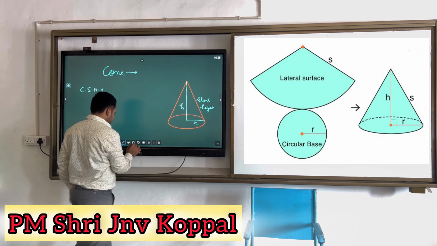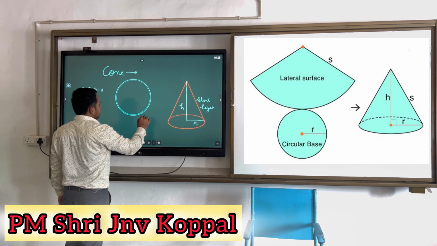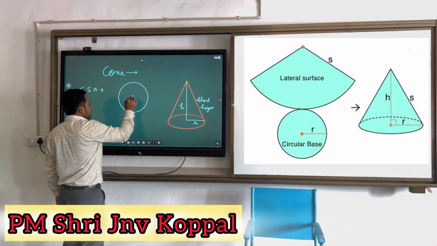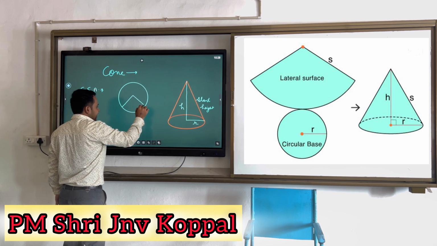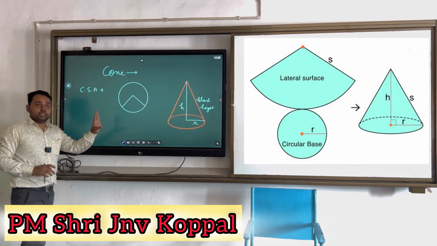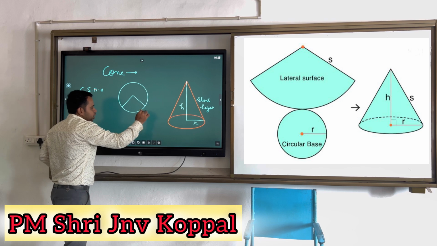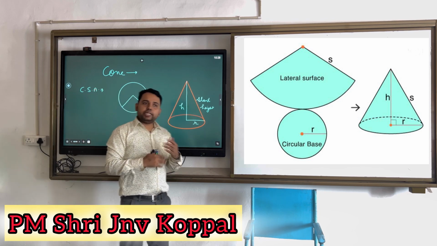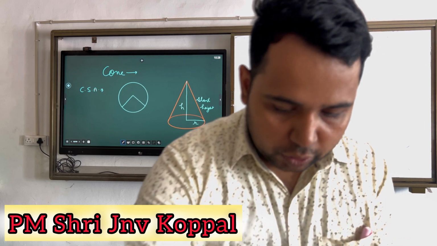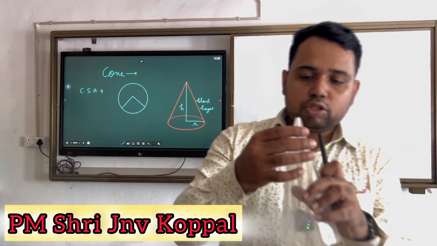For example, we have one circle. In that circle, if we cut one sector, any sector, any central angle, it doesn't matter, and when we join both edges, we'll get a cone. Understood? We'll get a cone. For example, we also have one cone. This is also a cone.